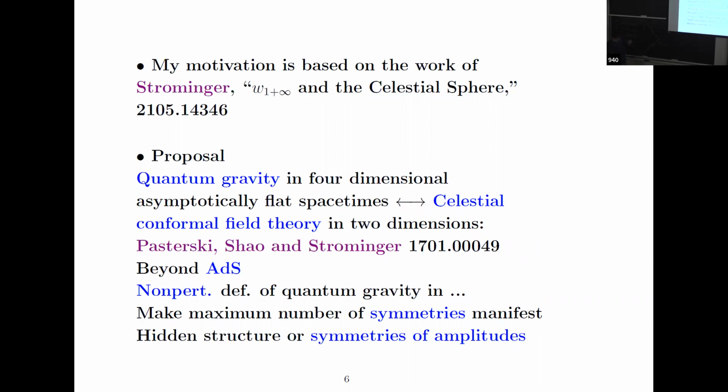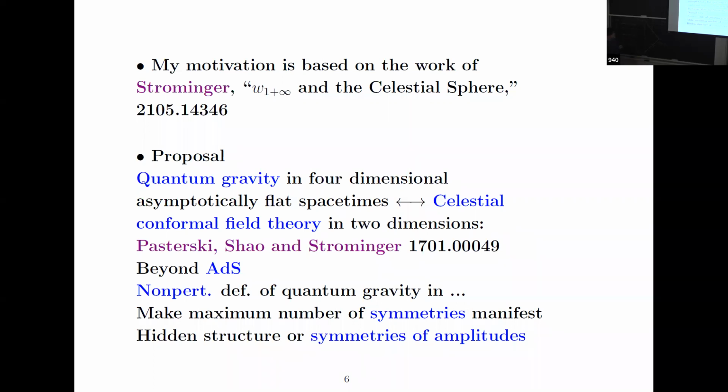In this paper, he connected some infinite symmetry. So maybe this is my personal motivation for working in this direction.